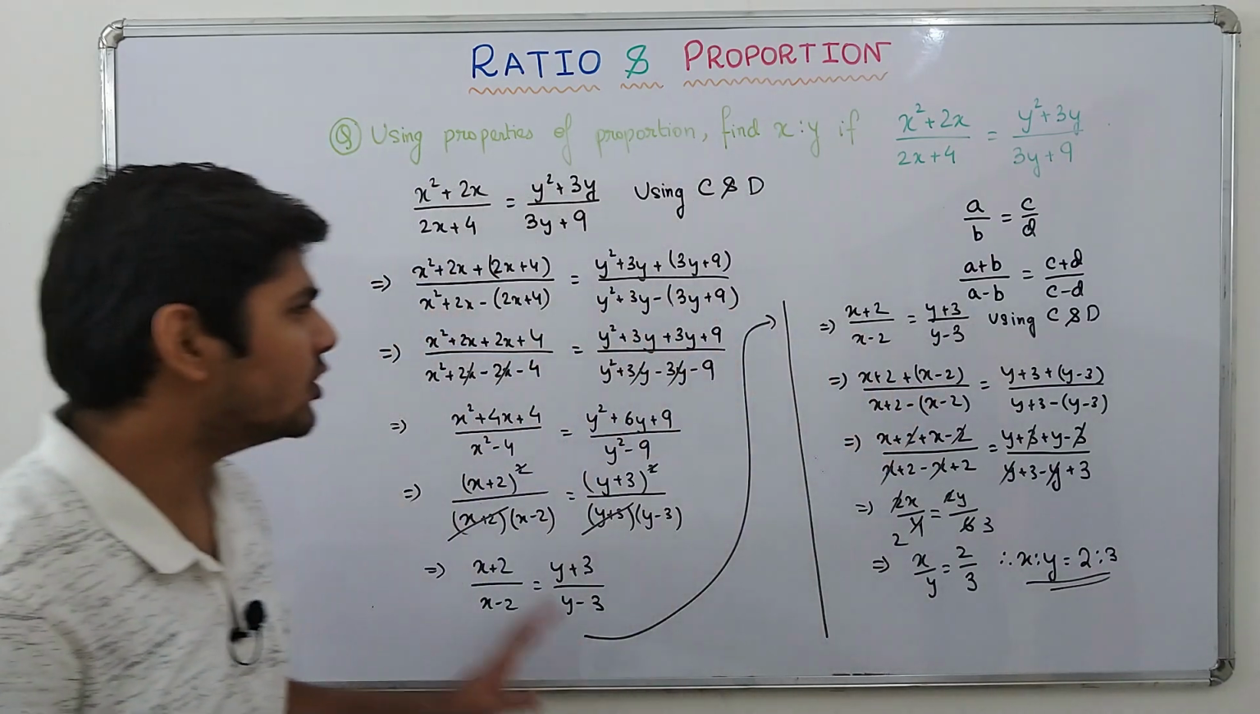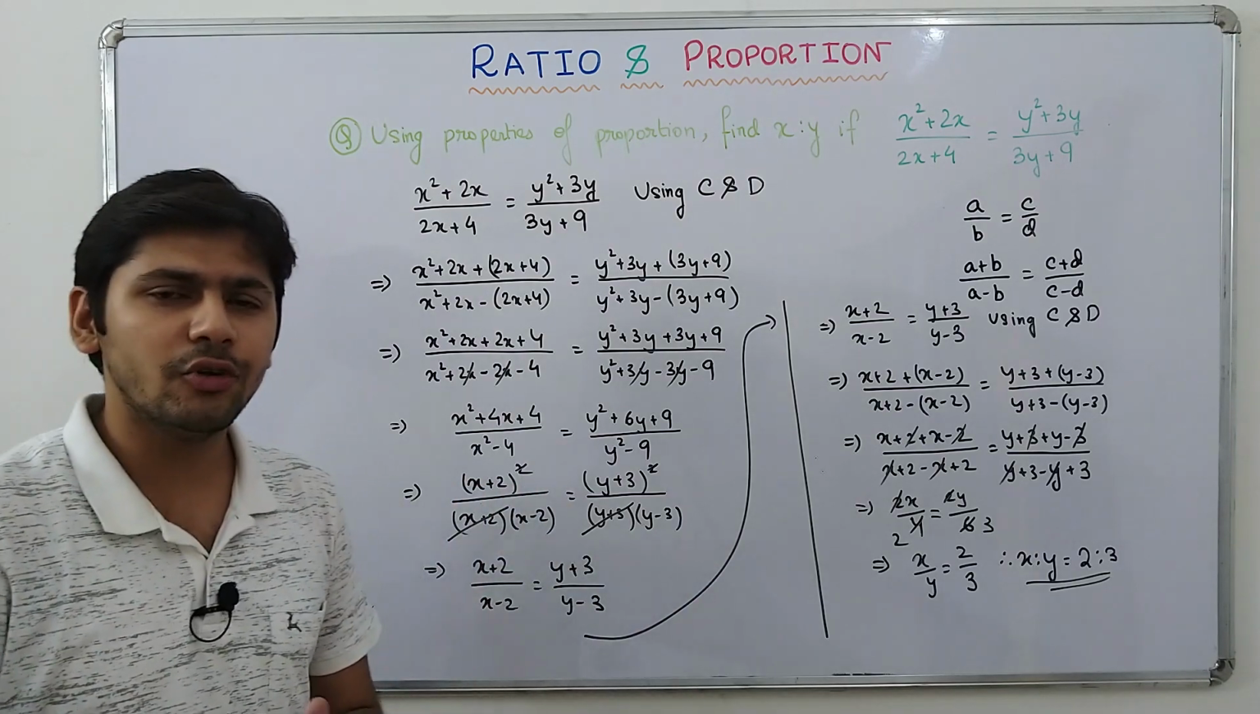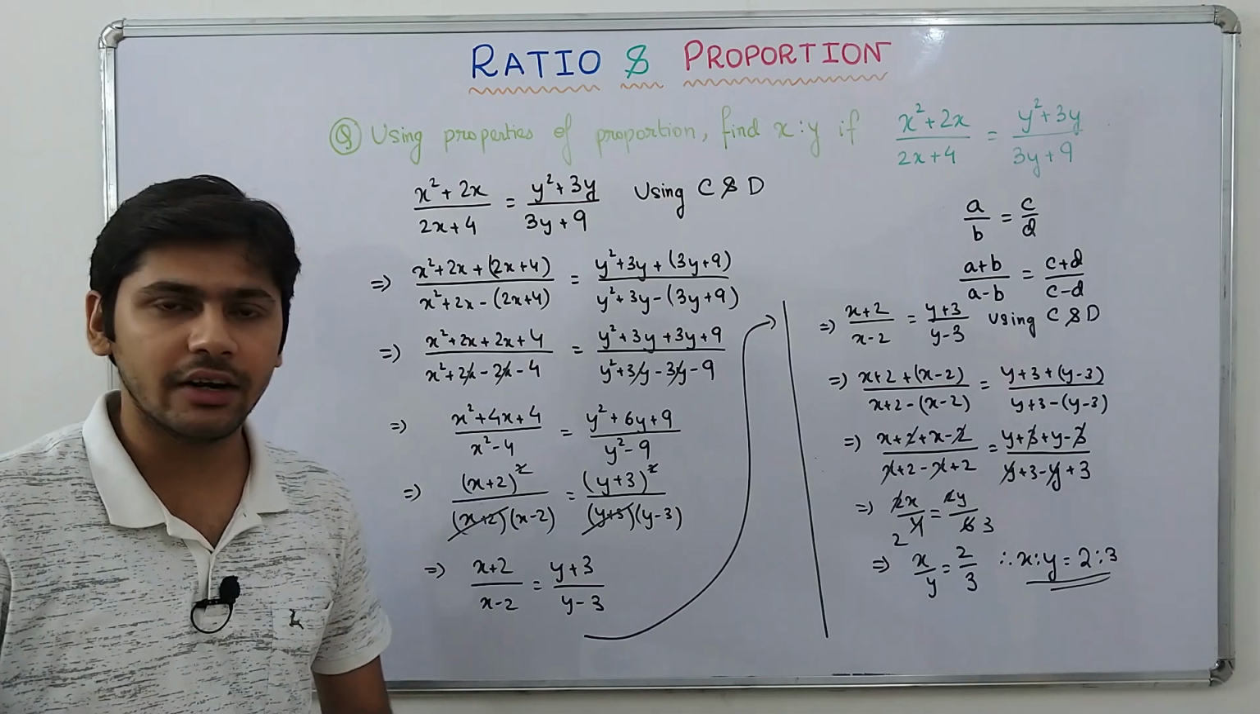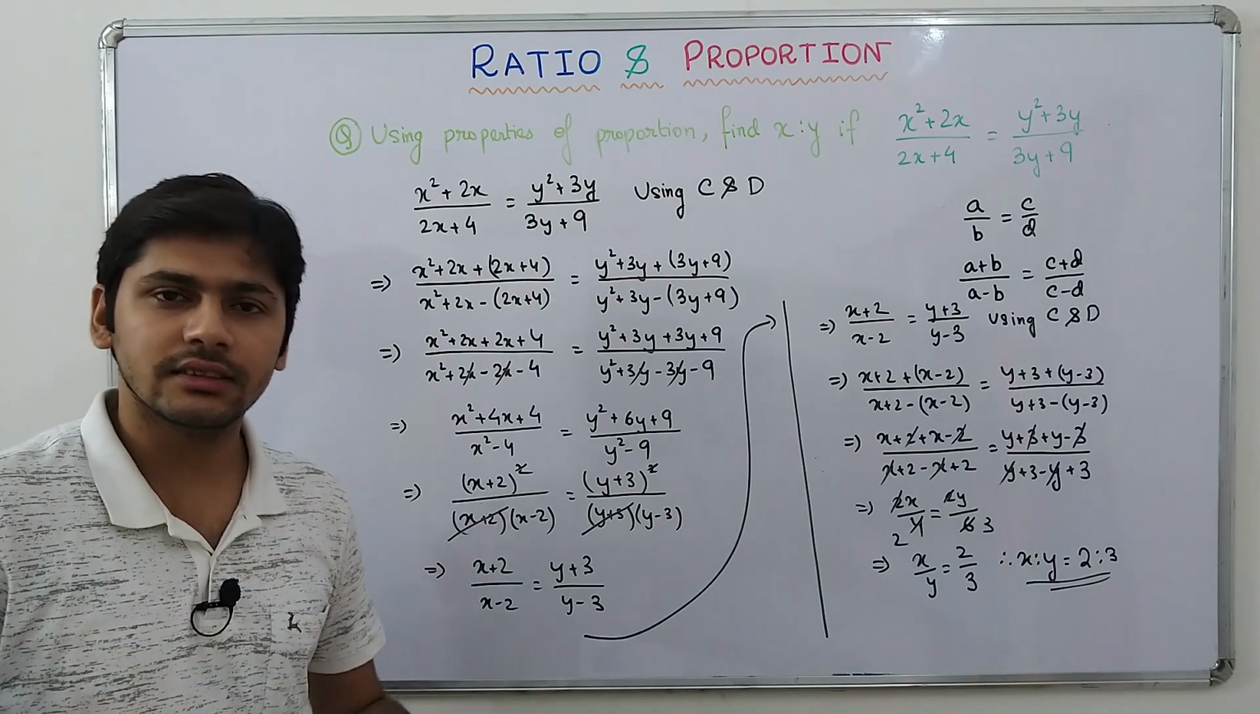Okay. So this was also a very simple sum. We just have to use the proper property, which over here is componendo and dividendo. Now we will move on to the next sum.